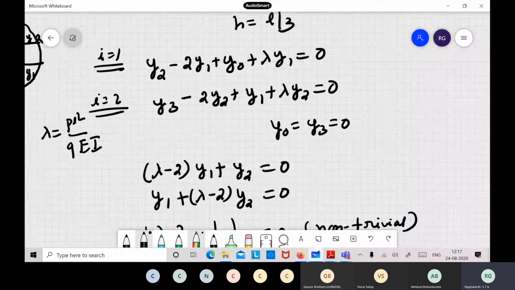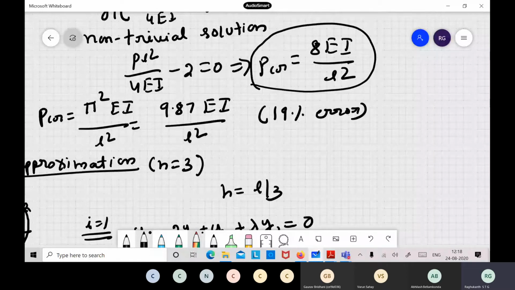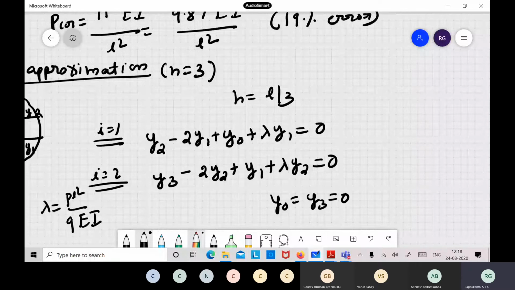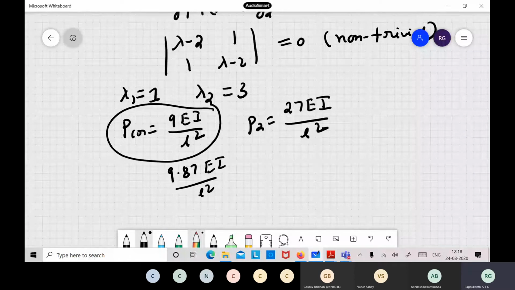Now you can see here, what was the first value we got? When you took it, 8 EI by L square was there, but the exact value was 9.87 EI by L square, so 19% error. Now when you increase the number of elements or grid points, your buckling load turns out to be 9 EI by L square, and the exact value is 9.87 EI by L square. If you compute the error, this turns out to be 9% error. So from 19% error we have come to 9%.